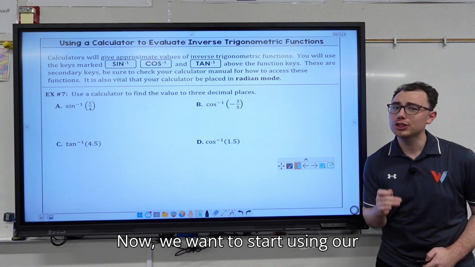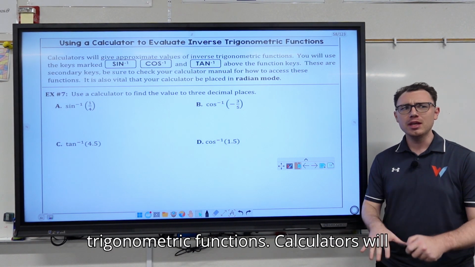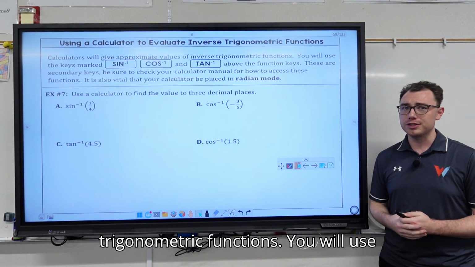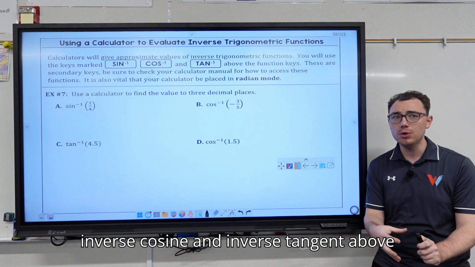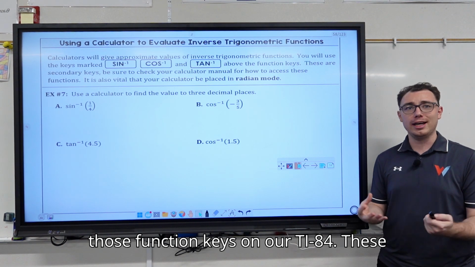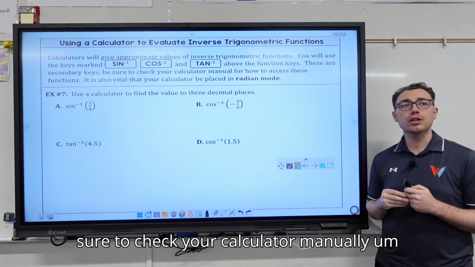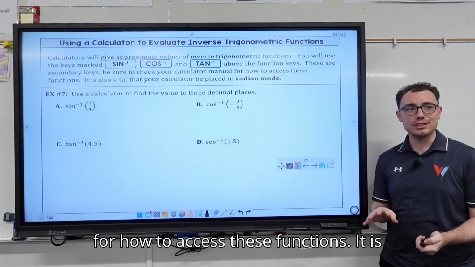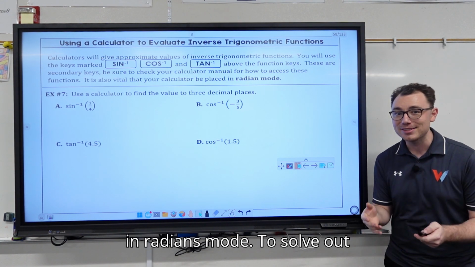Now, we want to start using our calculators to evaluate these inverse trigonometric functions. Calculators will approximate the values of inverse trigonometric functions. You will use the keys marked inverse sine, inverse cosine, and inverse tangent above those function keys on our TI-84. These are the secondary key. Be sure to check your calculator manual for how to access these functions. It is also vital that your calculator is placed in radians mode.